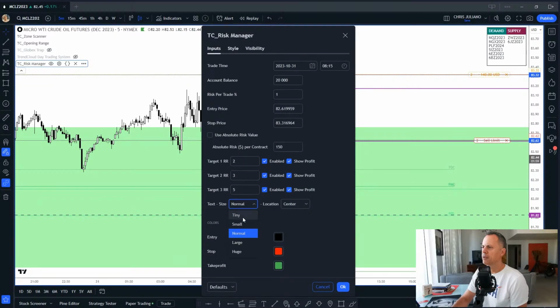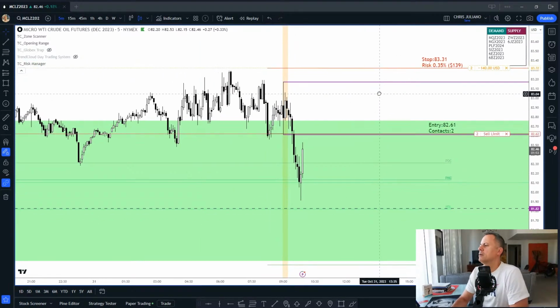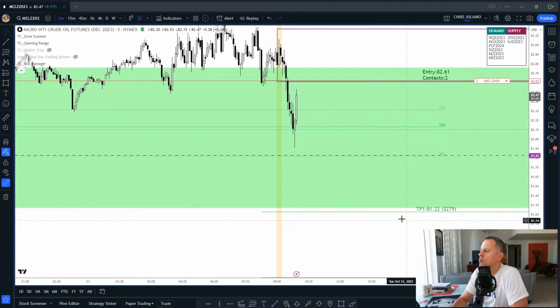And we'll say, make that large, put that to the right. Okay. Yeah, so that's a pretty wide 2-1 range there.